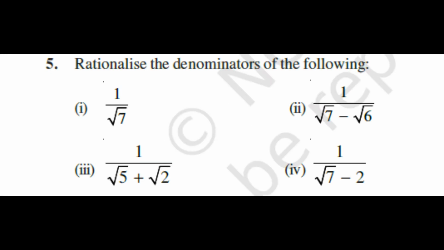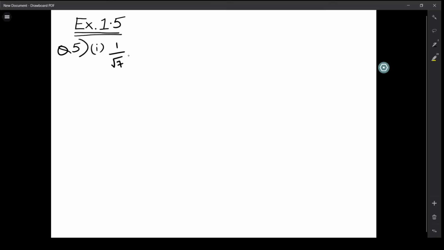This brings us to question number 5. And it says, rationalize the denominator of the following. So the first part is 1 by root 7. And we're supposed to rationalize the denominator, which means that we need to make sure the denominator is a rational number. And what we do over here is pretty simple. We multiply the numerator as well as the denominator by root 7 in this case, and we get root 7 by 7. There we go, we've rationalized the denominator.